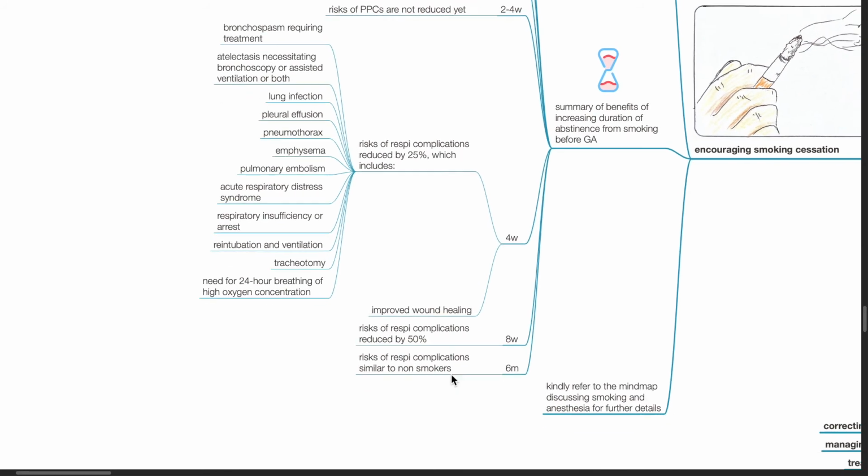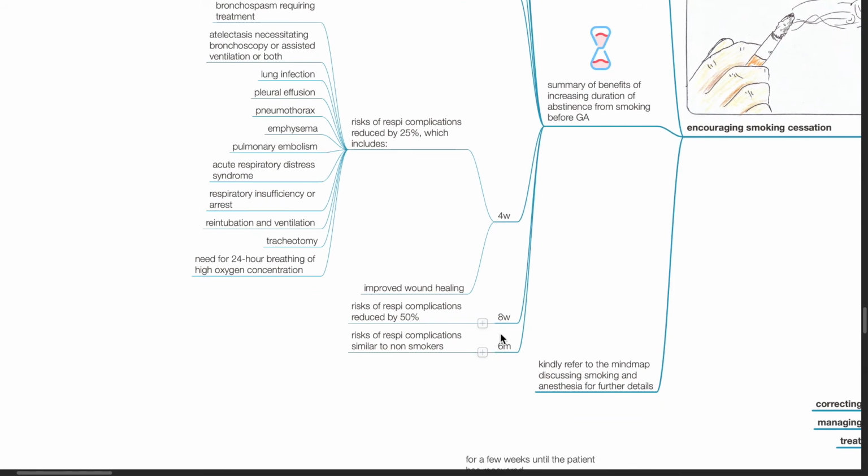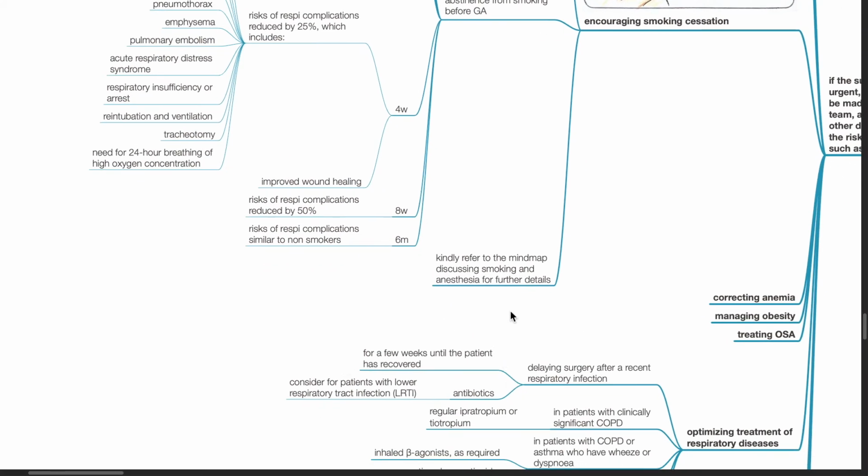If the duration of abstinence is 8 weeks, the risk of respiratory complications is reduced by 50%. If the duration of abstinence is 6 months, the risk of respiratory complications is similar to non-smokers. Kindly refer to the video discussing smoking and anesthesia for further details.